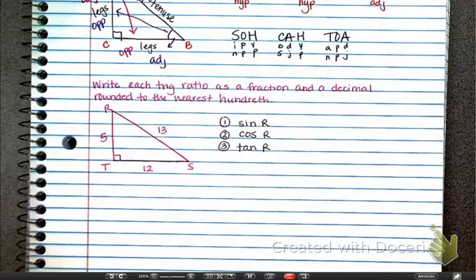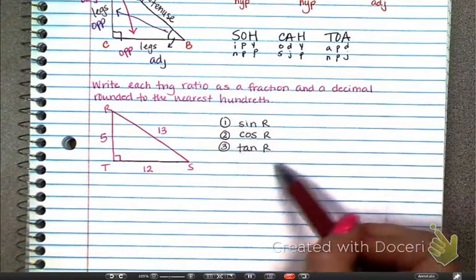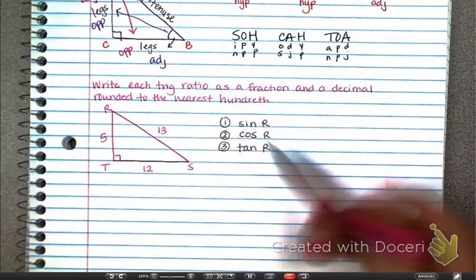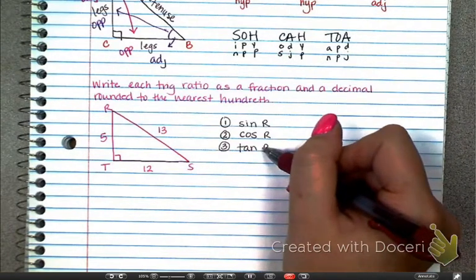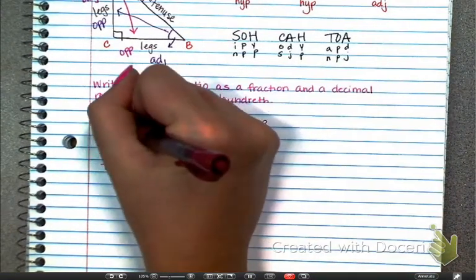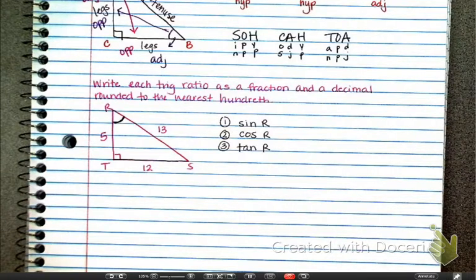Okay, based on the three problems I just gave you, what is my reference angle? What angle am I looking at? The right angle. Based on these three problems, what angle? The R. Okay, so R is my reference angle. From R, I want everyone to do this for right now. You're going to label all the sides before we do anything else. Okay, you have opposite, adjacent, and hypotenuse to label.